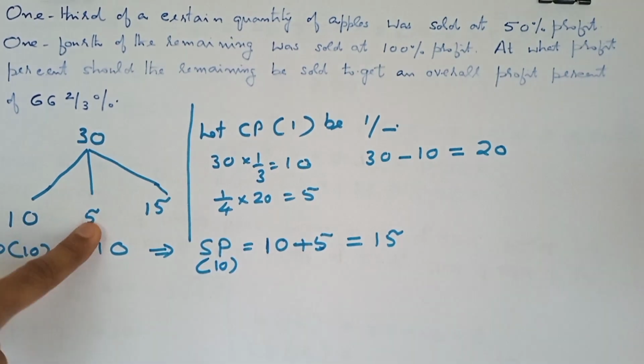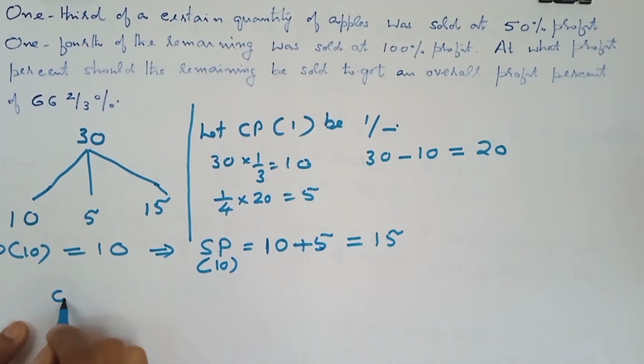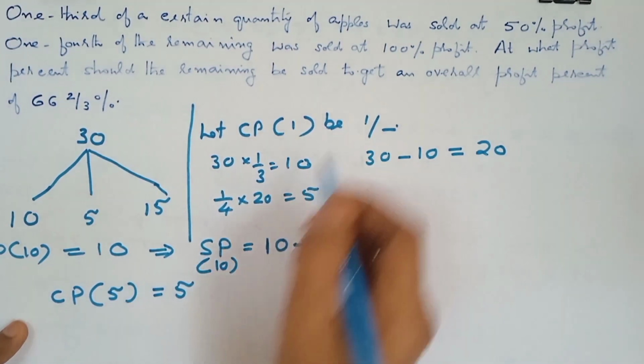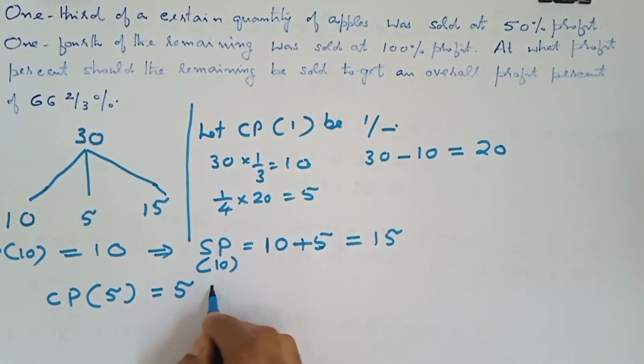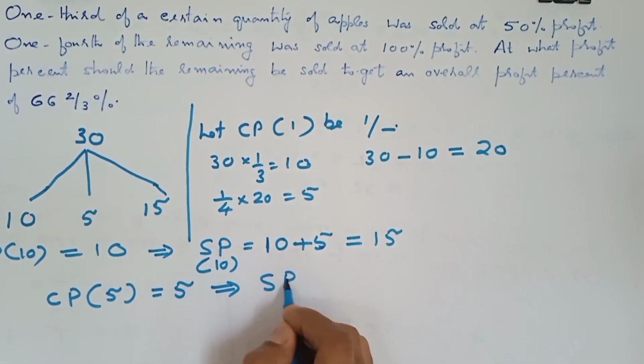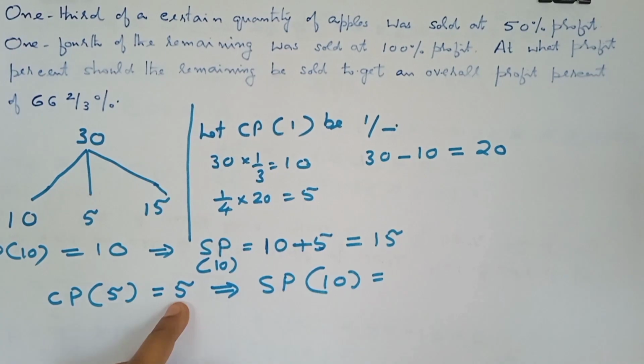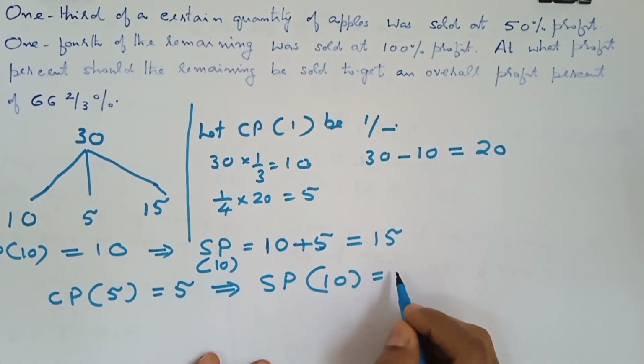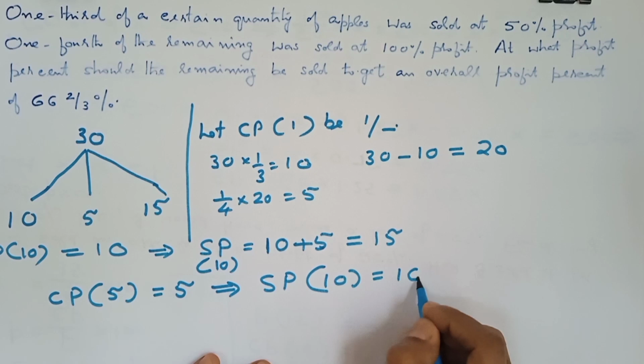Now look at the second part, which is 5. So CP of 5 apples is 5 rupees. Again, using this assumption, and the corresponding SP will be, on this 5 he wants a 100% profit. 100% profit you get if you double the price. I mean 5 rupees worth should be sold at 10 rupees. Okay.